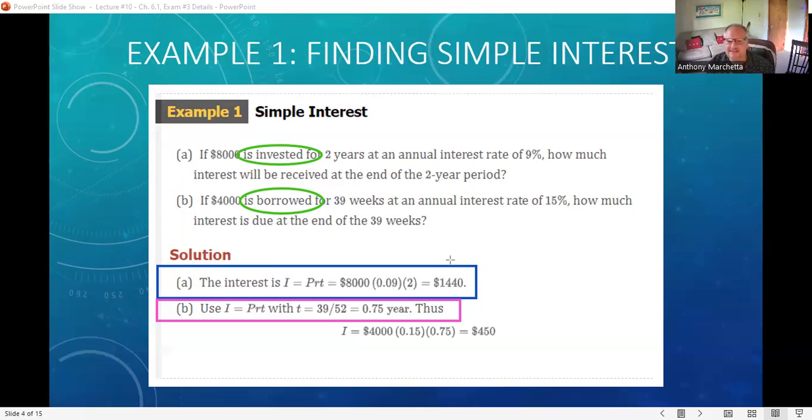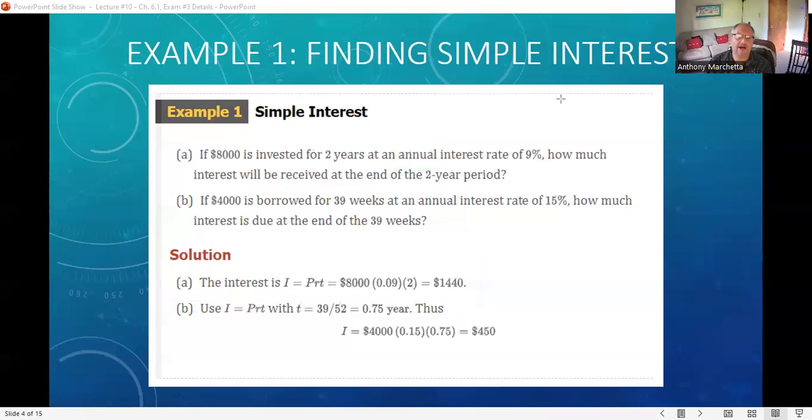All right, so example 1, you're just getting your feet wet. I equals PRT, plug them in. Do you know which variable is which? Remember how to convert odd times, remember how to convert your percents, and make sure that we're talking about annual each time. That's also kind of important. We got annual here and we got annual here because it's got to be out of a year. That's another little thing to check for.